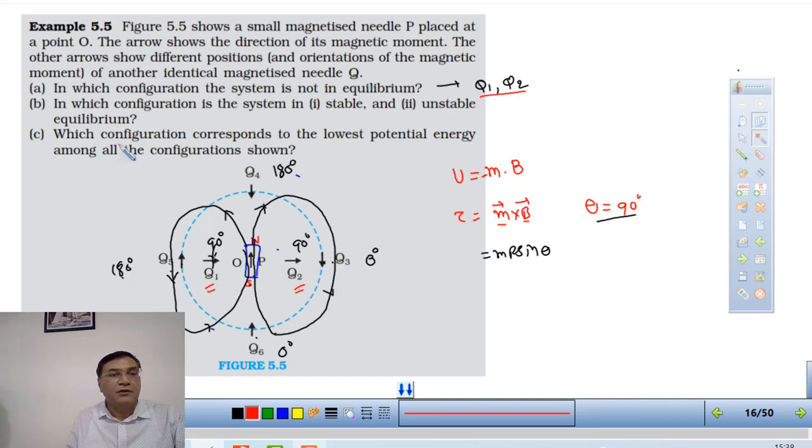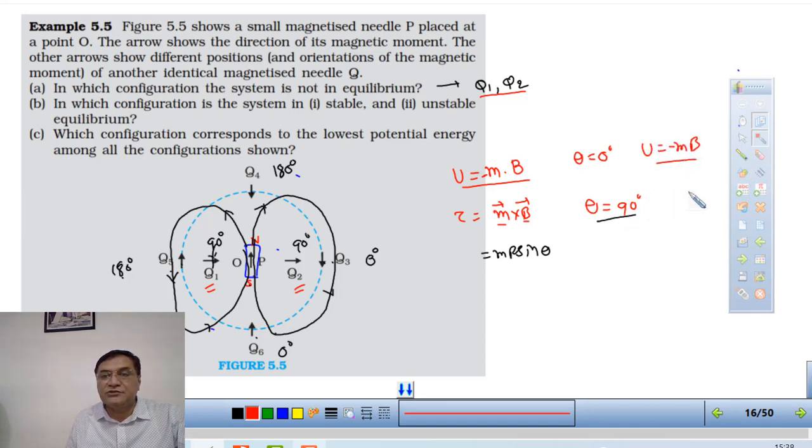In which configuration is the system in stable equilibrium? Stable equilibrium means torque is 0 and potential energy is minimum. So theta should be 0. Theta is 0, so what does the potential energy become? U is equal to minus mB.